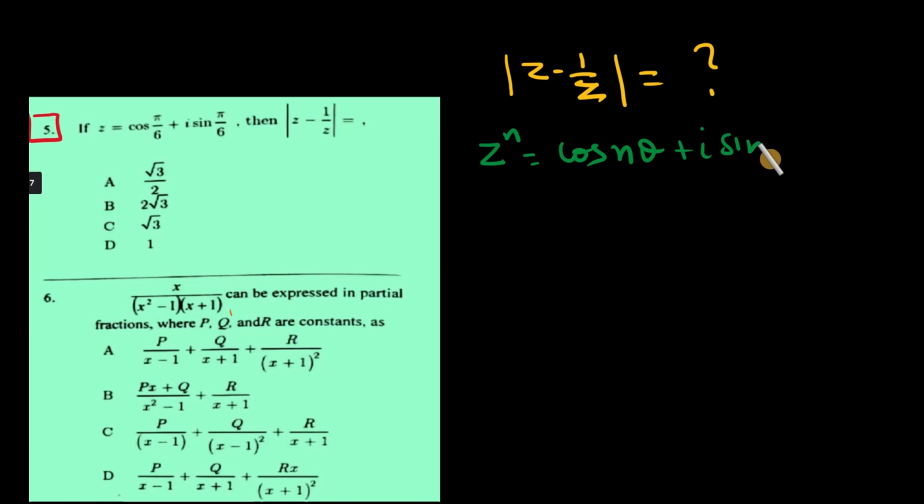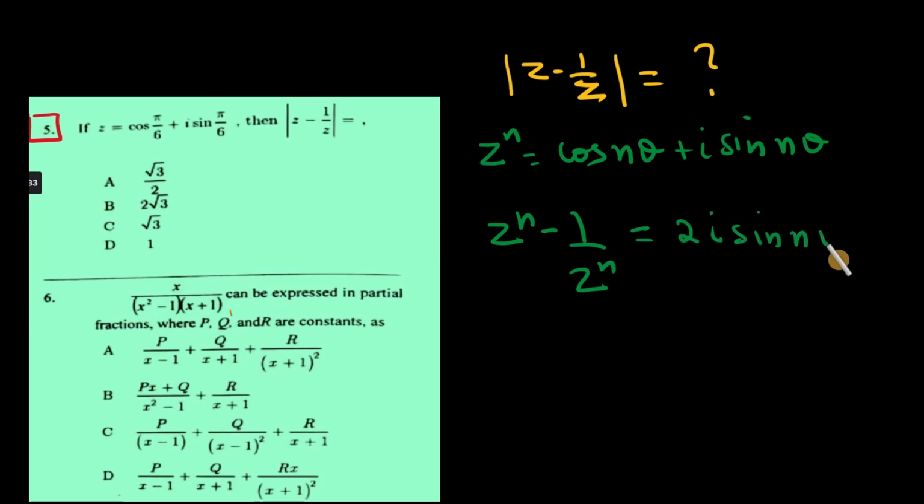Number 5. If z is equal to cos pi on 6 plus i sin pi on 6, then mod z minus 1 on z is equal to what? You know, if we have a complex number z to the n equal to cos n theta plus i sin n theta, then the identity z to the n minus 1 over z to the n is equal to 2i sin n theta. But for this complex number, the power of z here is 1. So it means n is equal to 1.